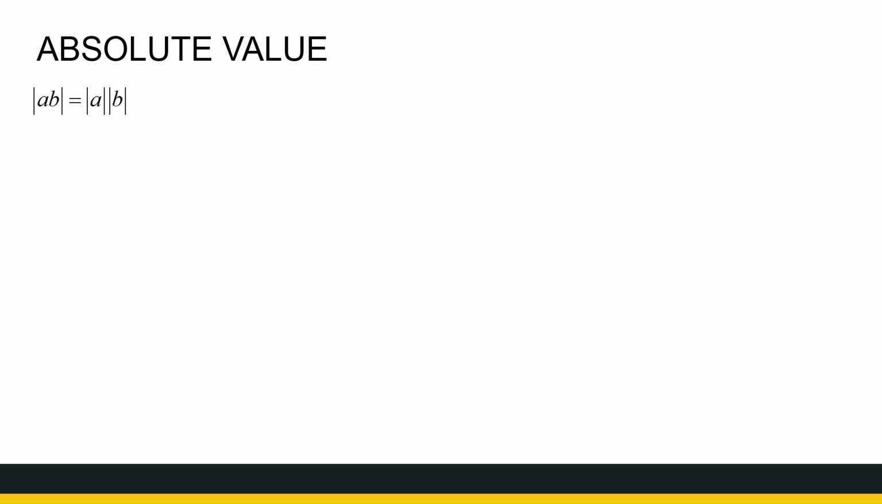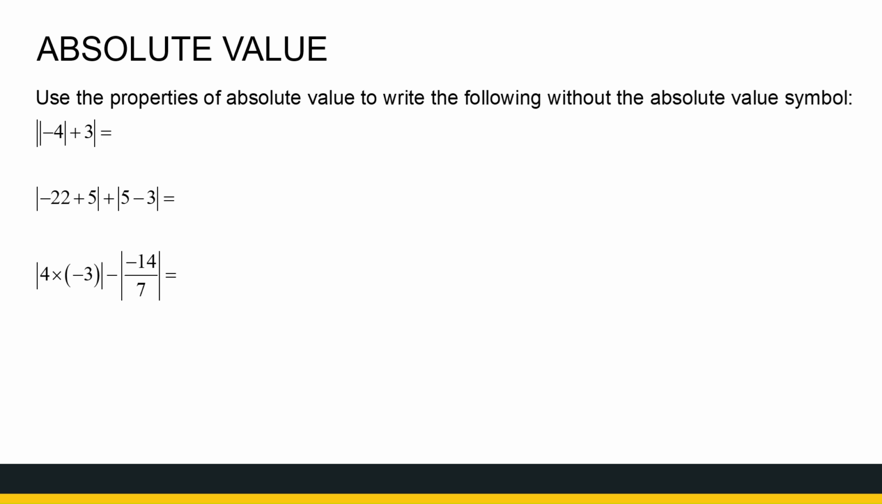So just to wrap up this video, that's what we looked at now. If we just use these properties in the definition to do some quick calculations, the absolute value of minus 4 plus 3 is the same as the absolute value of, the absolute value of minus 4 is 4, plus 3. That's the absolute value of 7, which is just 7. Absolute value of minus 22 plus 5 is the absolute value of minus 17, plus the absolute value of 5 minus 3 is 2. So that gives me 17 plus 2, which is 19.